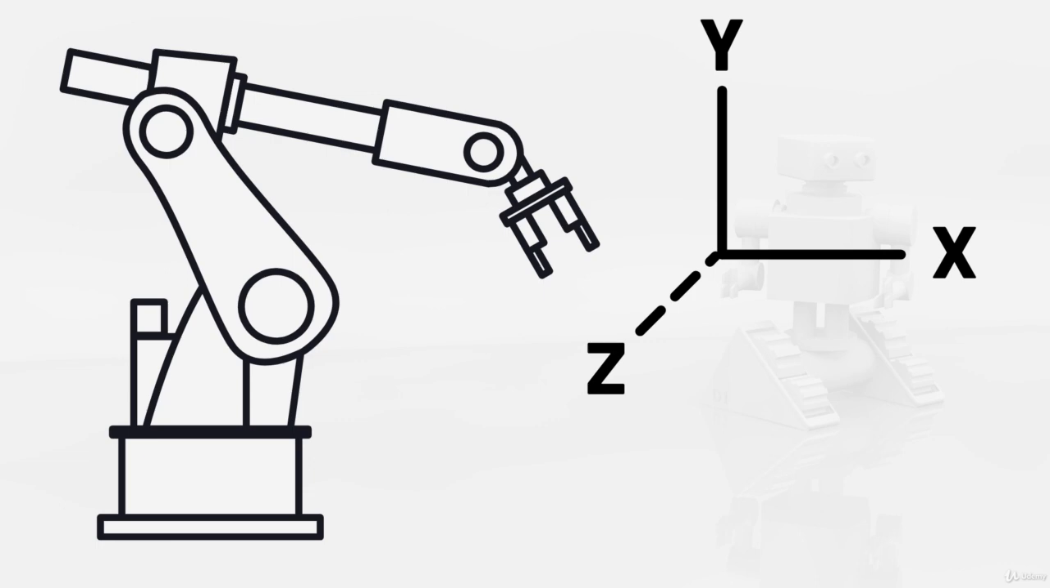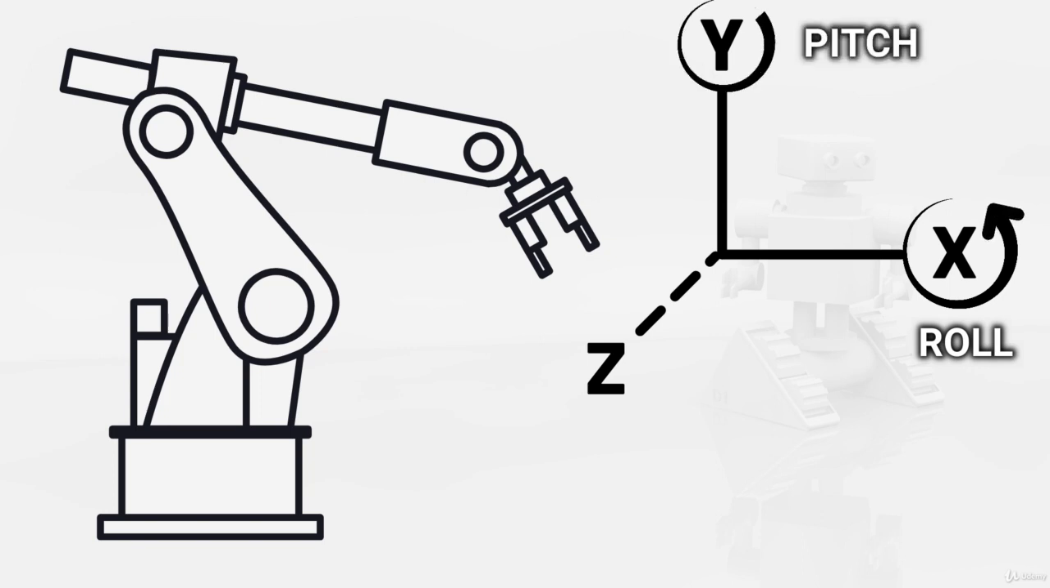Similar is the case with robots. The x-axis is considered to be the machine's forward direction. Rotation about the x-axis is called roll. Rotation about the y-axis in the case of a robot is called pitch. And the rotation about the z-axis is called yaw.